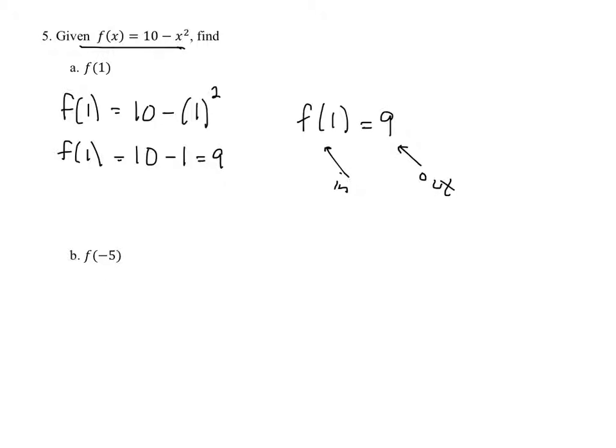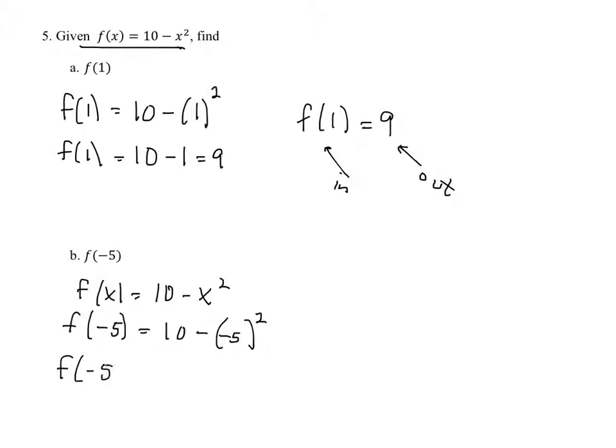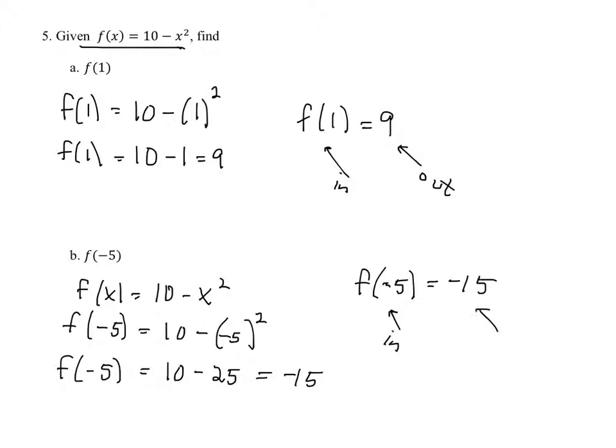I like the negatives in there, especially when we have squared stuff. So what am I popping in for x? -5. Don't be lazy. Put them in parentheses, like a prison. -5 times -5 is a positive 25. 10 take away 25 is -15. So f of -5 is equal to -15. Input, -5. Output, -15.